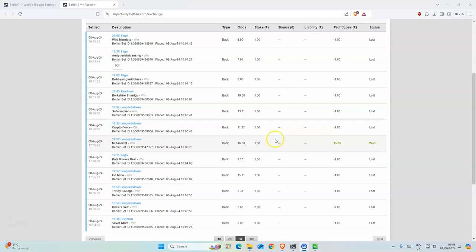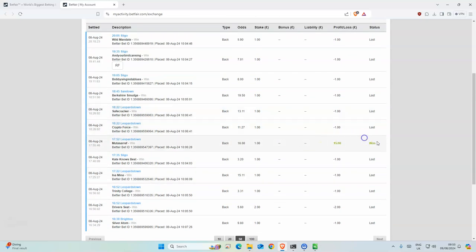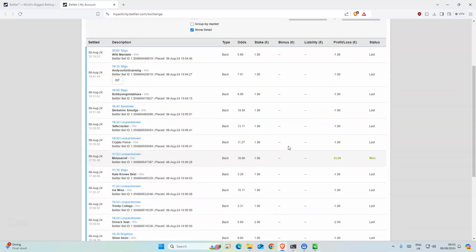I think £2 worth of profit. So we had a nice winner here, and I don't think anything even got close. Not that I can remember, but I don't think anything else was even close. So, yeah, nice bit of winner here.